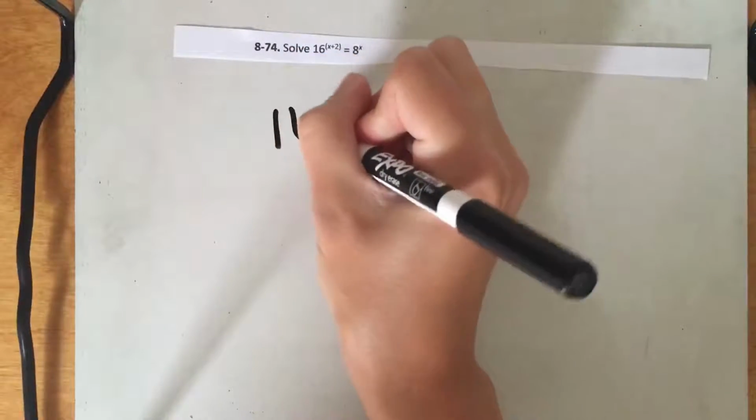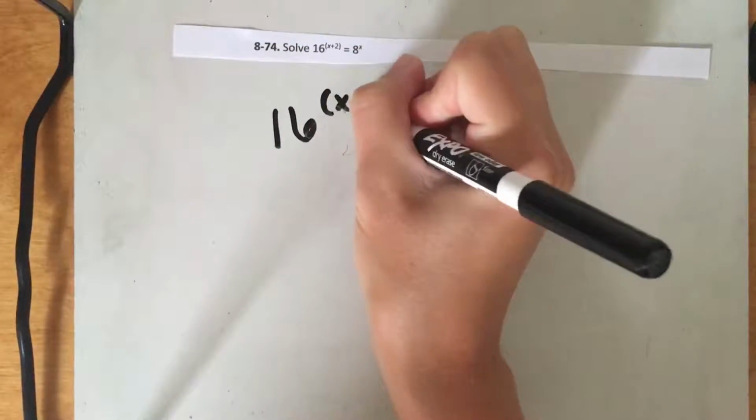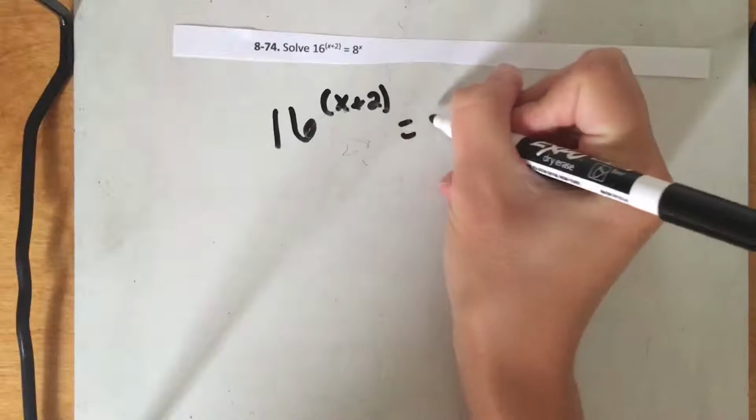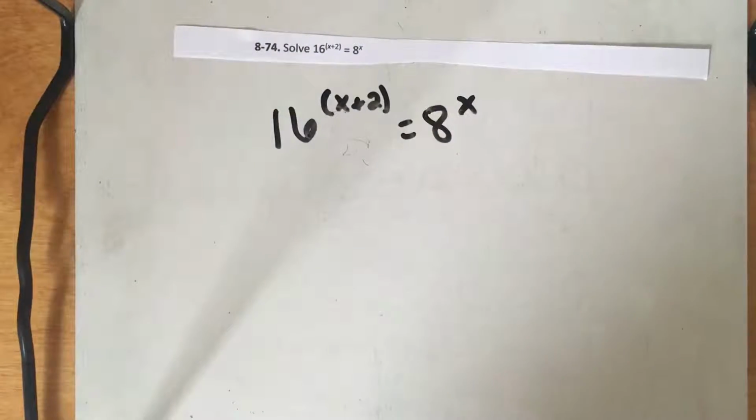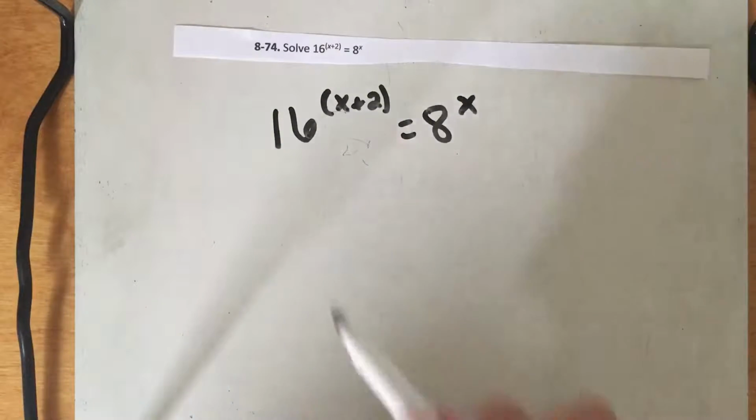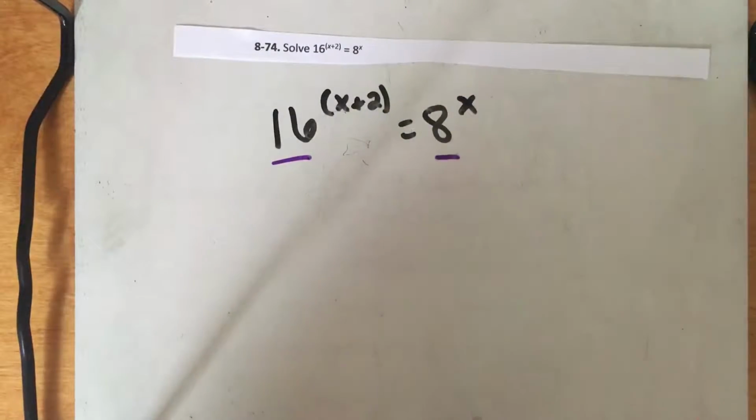This is problem 8-74. Solve 16 to the power x plus 2 equals 8 to the x. I'm going to rewrite this here. And we could use logs to solve this, since our exponent is the variable. However, it's actually going to be easier to do it a different way. So what we're going to do is make the bases, the 16 and this 8, be the same number.